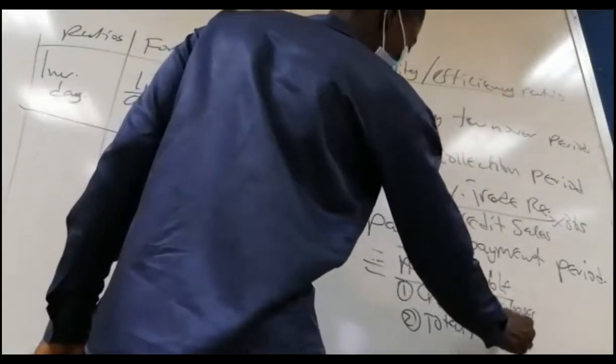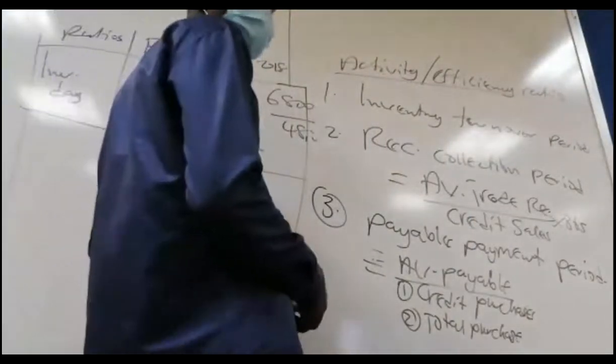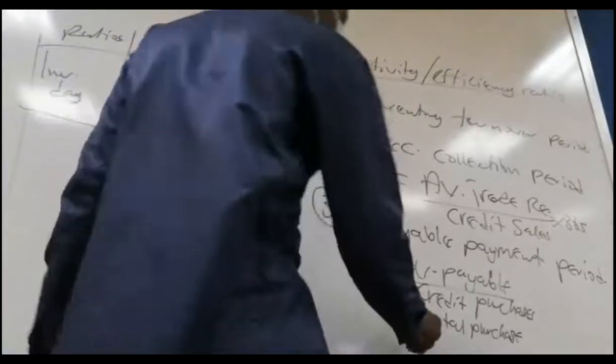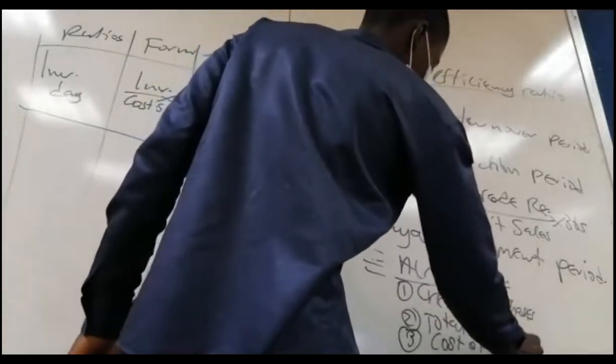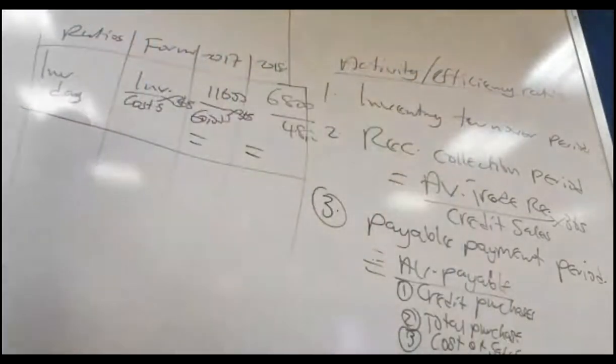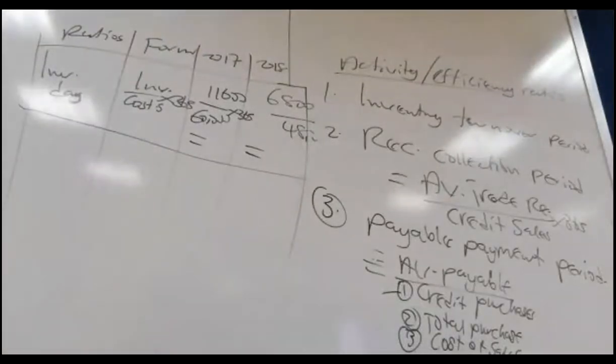So if there is no credit purchases, select total purchases. Finally, if there's no total purchases too, you can't find it, then you look for cost of sales. Look for cost of sales. If all of them are there, you select the credit purchases. This one must be the first one in that order. Good. So pick credit purchases, because it's the credit purchases that will result in average payable. And then that is it.